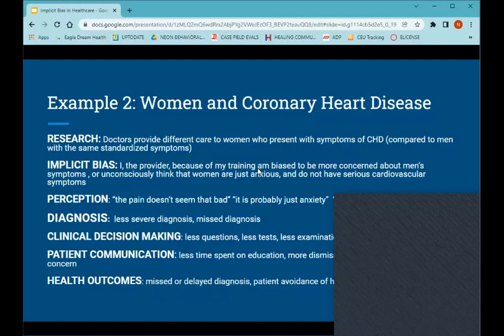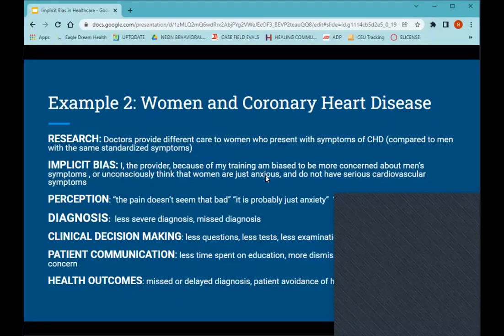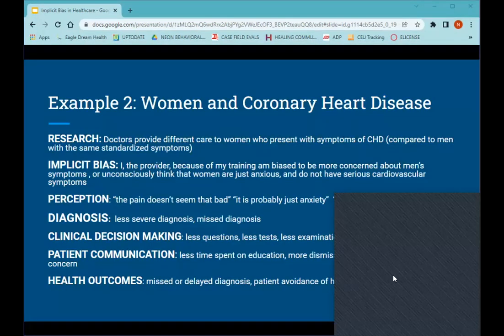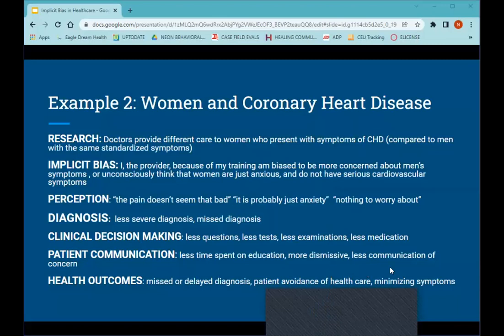So whatever that bias is, it leads to different perceptions, versus, oh no, this is serious, or, I don't know, the pain doesn't seem that bad. It leads to different diagnoses, different decision-making, maybe fewer tests, fewer physical examinations, which was a result of a different study that I read, that they're less likely to do physical examinations with women presenting with the same symptoms, less medication, less communication of concern, like, I'm really worried about you. This is something we really need to take care of. And the same kind of health outcomes we were talking about before, which is pretty much going to be the same through everything we talk about: missed or delayed diagnosis, avoidance of healthcare, minimizing symptoms.